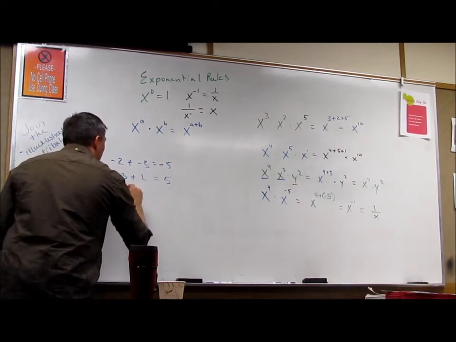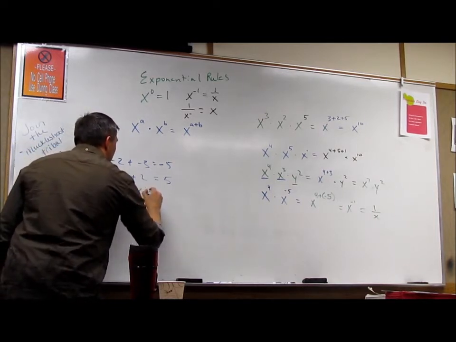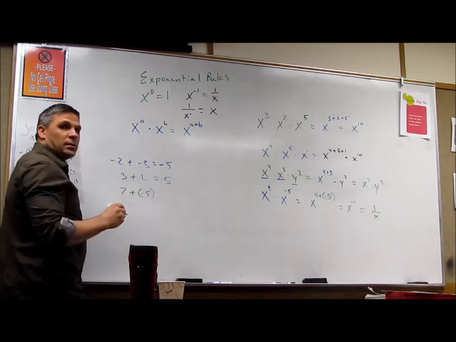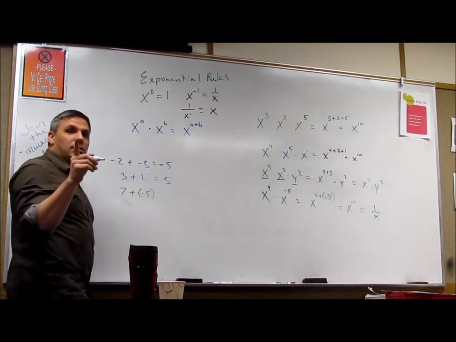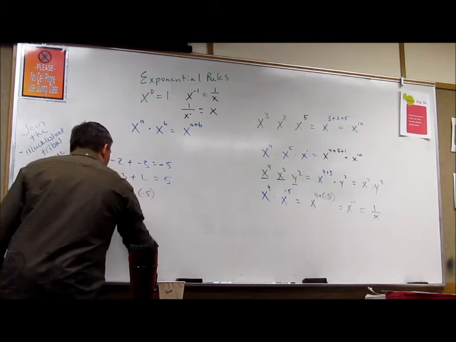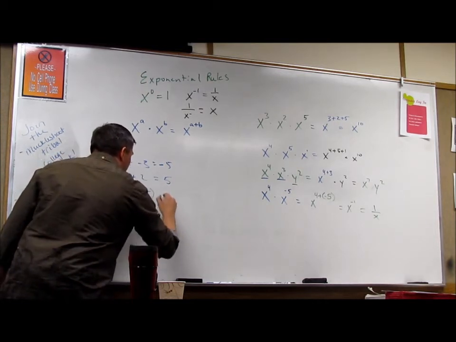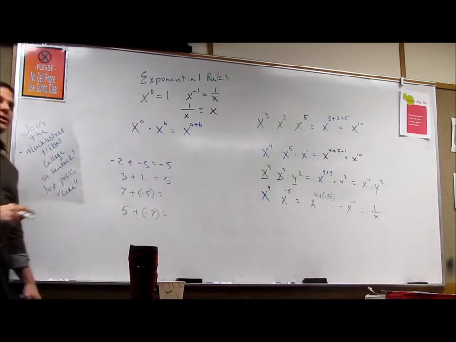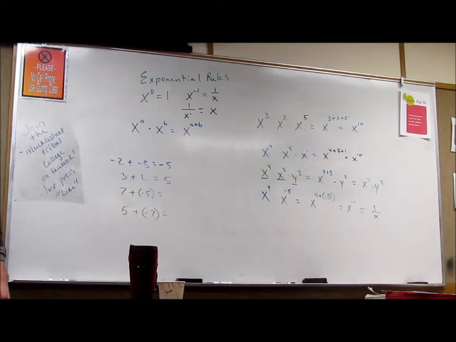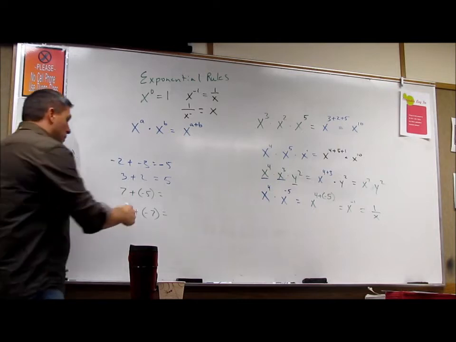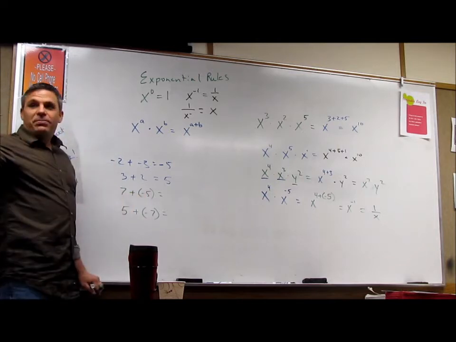7 plus negative 5. Or 5 plus negative 7. Okay, when I'm adding two different signs, then what I really am doing is subtracting, right? But keep the sign of the bigger one. You keep the sign of the bigger number.